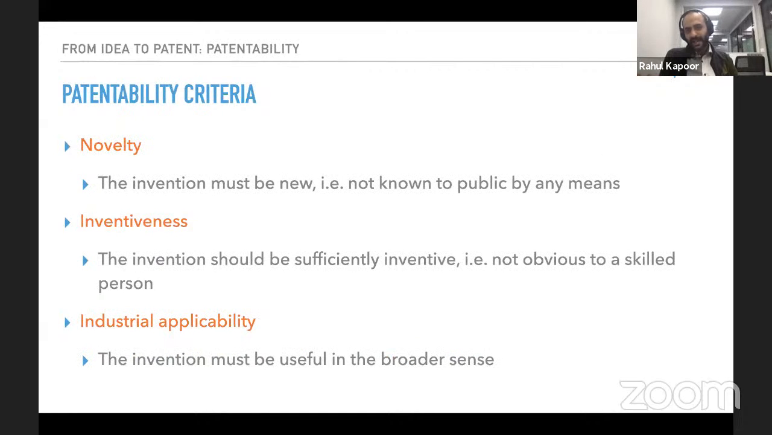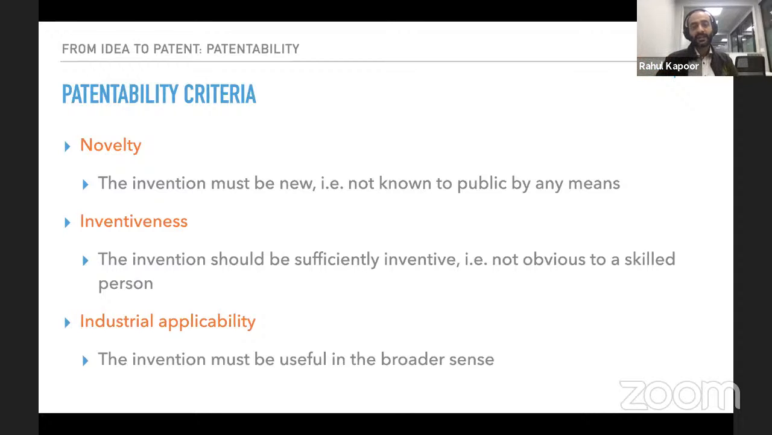Okay, patentability criteria. Again, I don't emphasize it because we are running out of time, and also this is more about basics of IPR. So there are at least these 3 patentability criteria. It should be new. That means it should not be known to the public by any means. And this is where prior art search comes into play, where you want to identify the novelty. And then it should be sufficiently inventive. That means that a person skilled in your field should not think of it as an obvious addition.